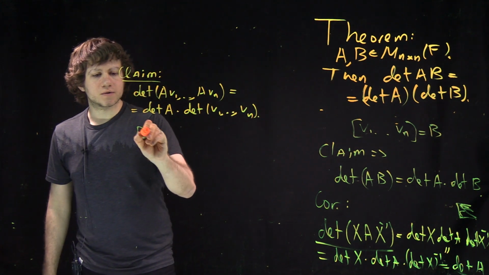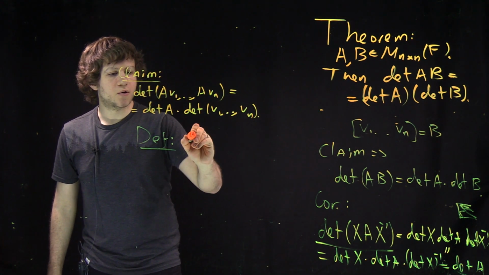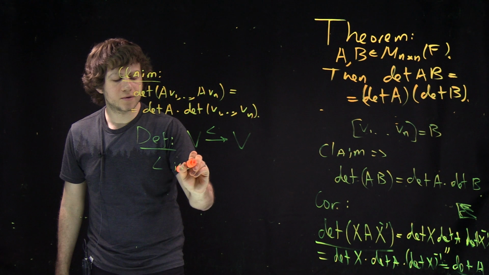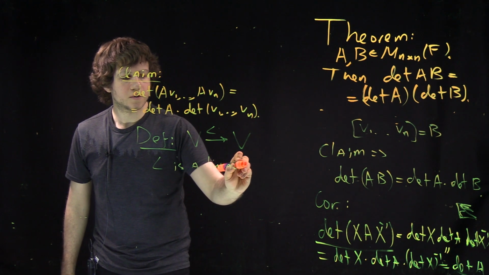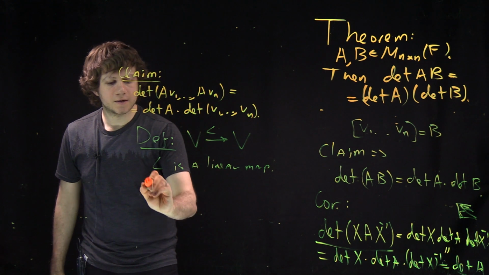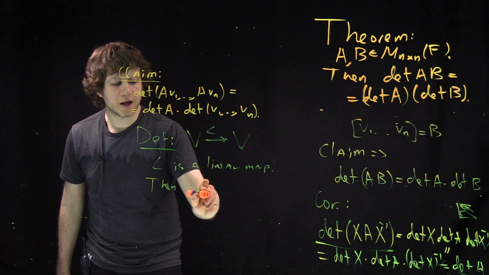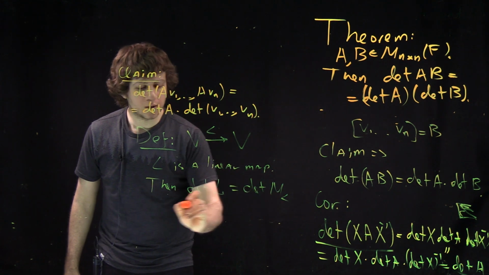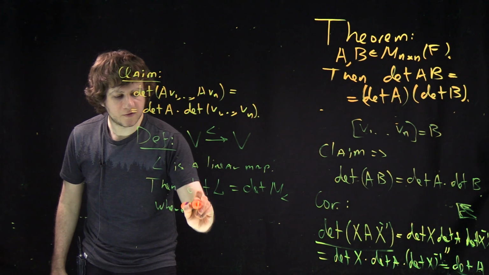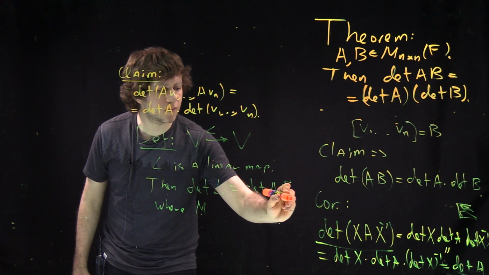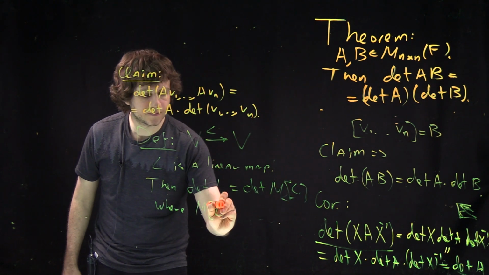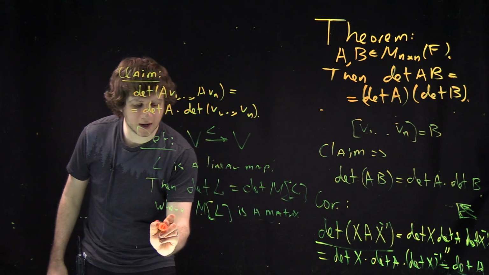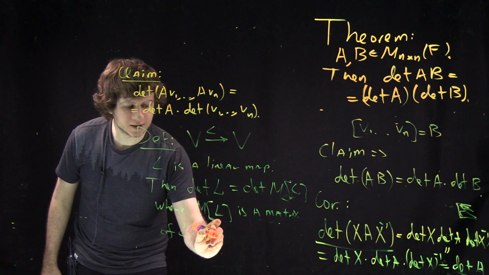And so the determinant of a matrix which is similar to A is the same as the determinant of A. And then we can give a definition. So let's suppose we have L from V to V, and L is a linear map. Then the determinant of L equals the determinant of M of L, where M of L is the matrix of L in some basis.